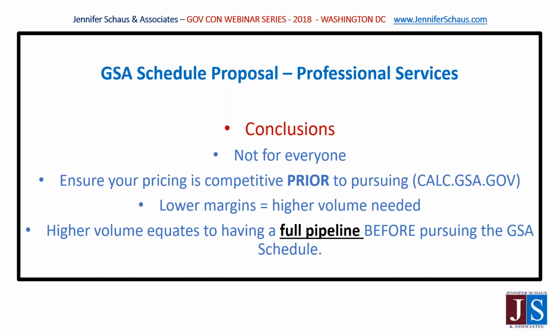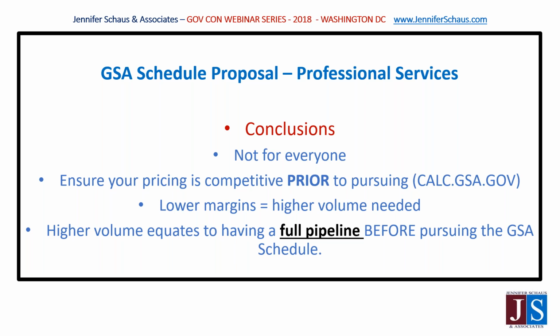And some concluding remarks here. Again, the schedule is not going to be for everybody. Currently, as I mentioned, about 18 to 20,000 companies hold the schedule. 63%, which is obviously more than half and quite a big chunk of companies, have 0 sales next to their name. That doesn't mean that they're not doing any business with the government, just means they're not doing any business with the government through their GSA schedule.